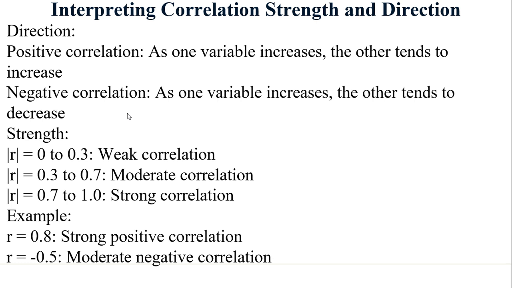So when you have an example where the r after you solved it was 0.8, you can call it a strong positive correlation. But when it is negative, it is a moderate negative correlation. So this is us trying to understand how we can interpret correlation strength and direction.